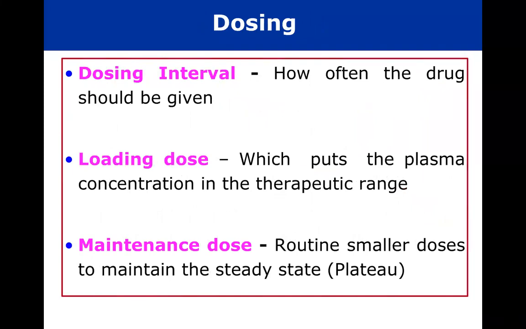Dosing interval is how often the drug should be given. The loading dose, which puts the plasma concentration in the therapeutic range, is the starting dose. The maintenance dose is routine smaller doses to maintain the steady state, which is the plateau curve.